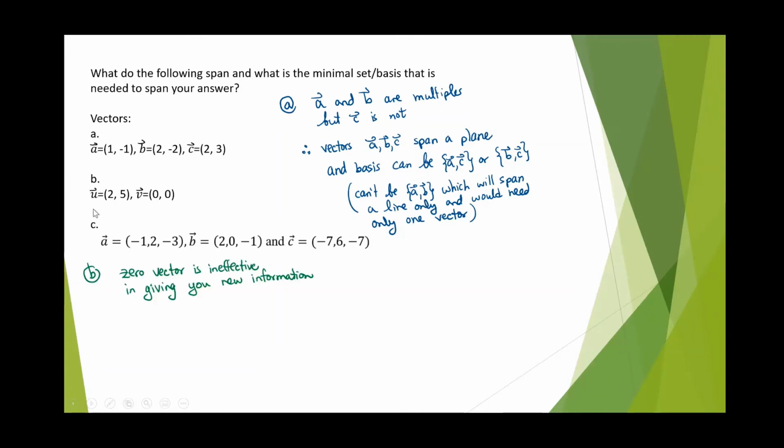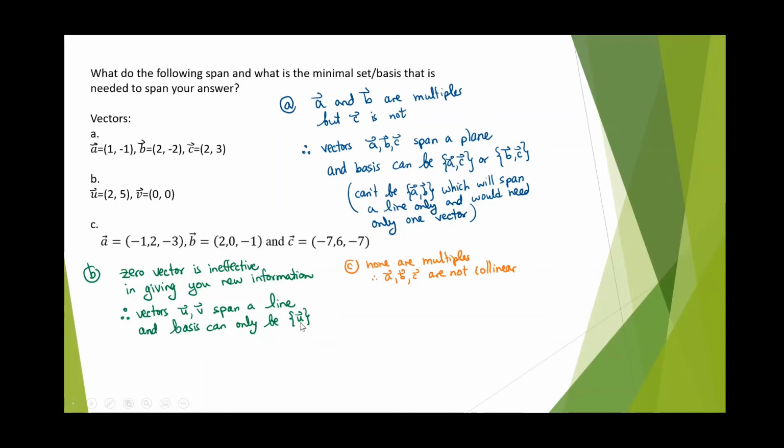Okay, question B. We have vector u and vector v. Notice how vector v is actually a zero vector. It's ineffective in giving you new information. So these vectors span a line. So even though there's two of them, one of them is actually not doing anything for us. And so for a line, we only need one vector. So the basis can be only the vector u. We cannot use the zero vector as the basis here.